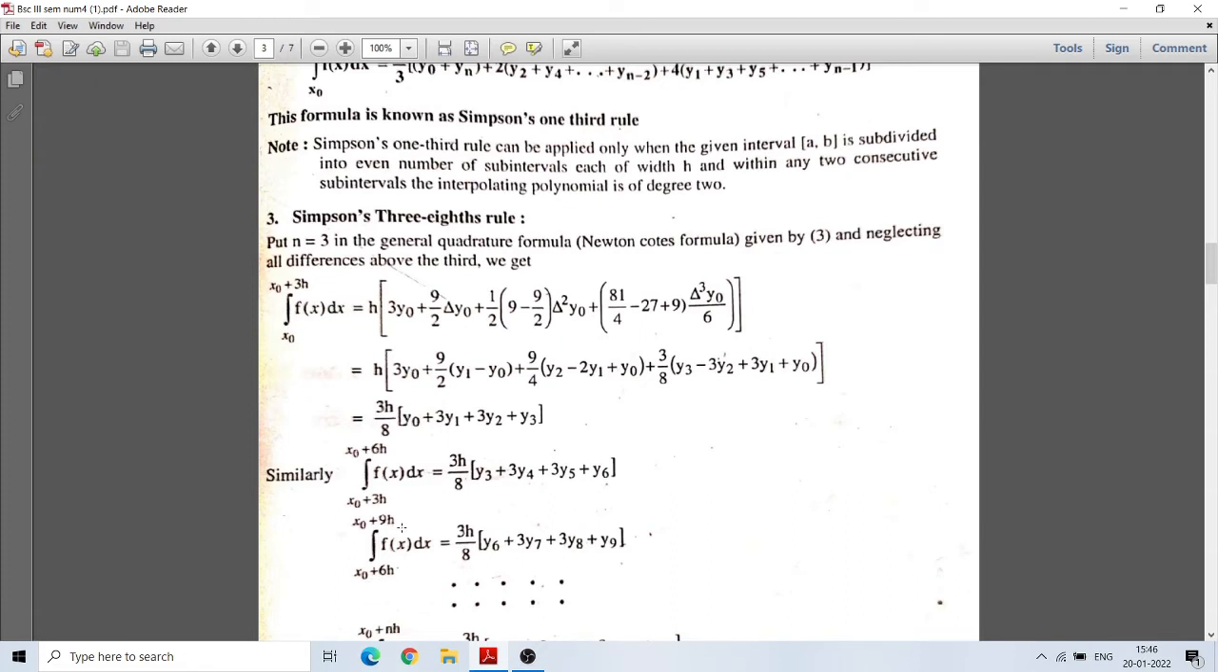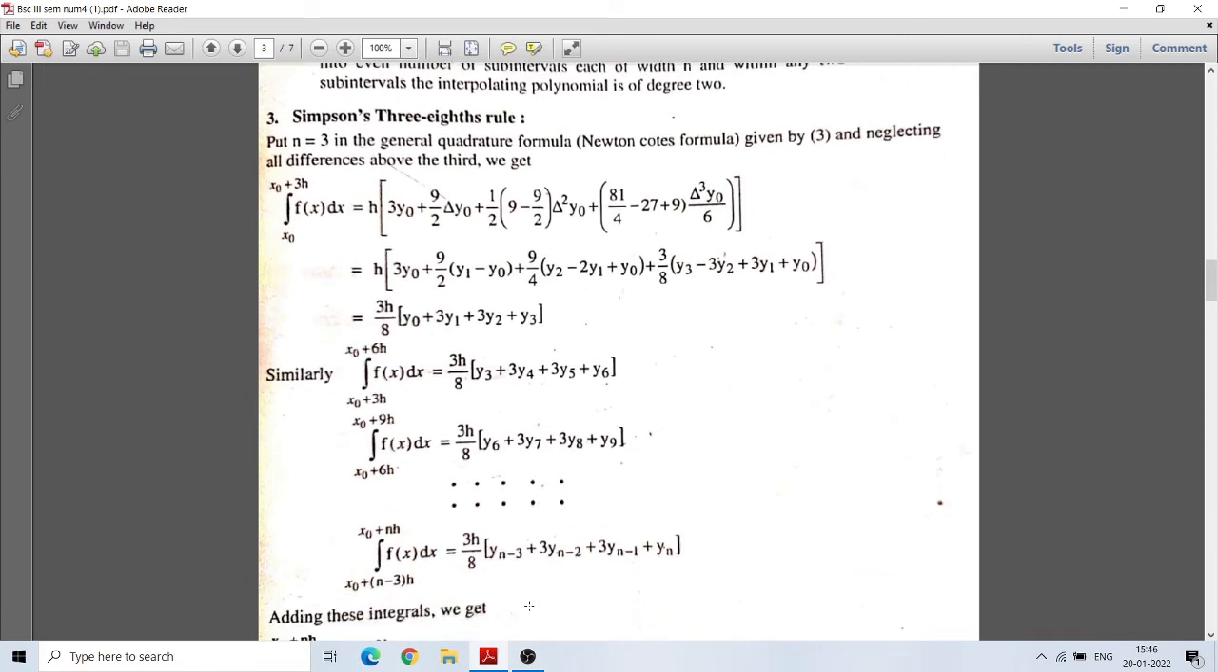So put n equal to 9. Then the integral over the limit x0 plus 6h to x0 plus 9h, f of x dx, is 3h by 8, y6 plus 3y7 plus 3y8 plus y9. Then continue like this. We get the general term, the integral over the limit x0 plus n minus 3 into h to x0 plus nh, f of x dx. Look here, the first one is x0 to x0 plus 3h, this term. Observing these terms, you write the general term: 3h by 8, yn minus 3 plus 3yn minus 2 plus 3yn minus 1 plus yn.